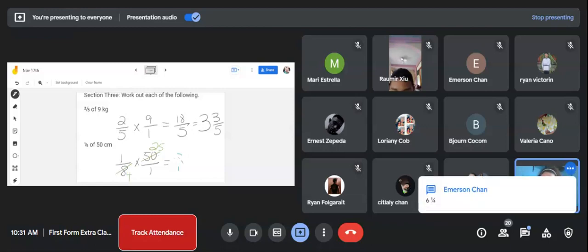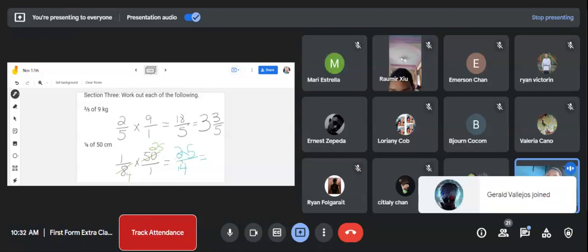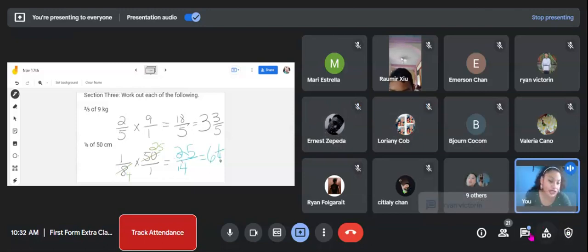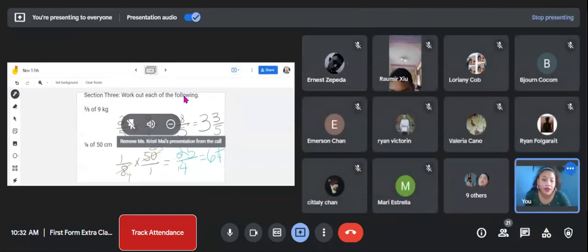Okay, guys. And then if you have 25 over 4, and you reduce that, you change it to a mixed number, what does that give you? 6 and 1/4, miss. 6 and 1/4. And I see it in the chat. Good. Okay. Questions?